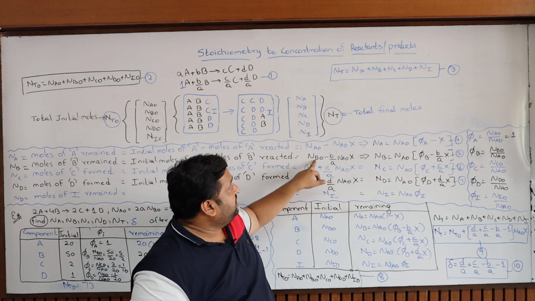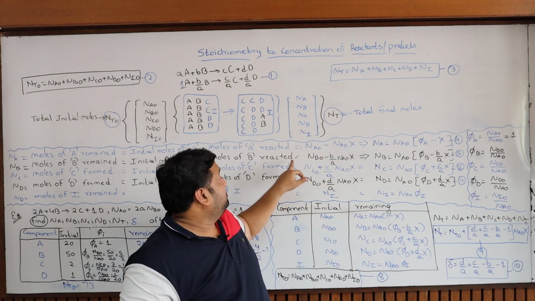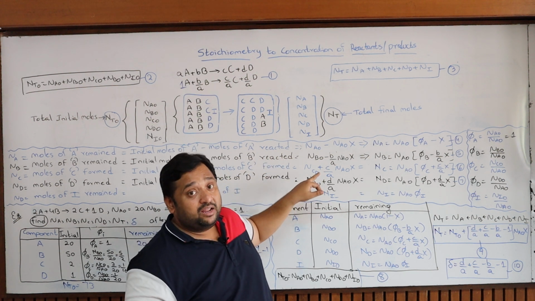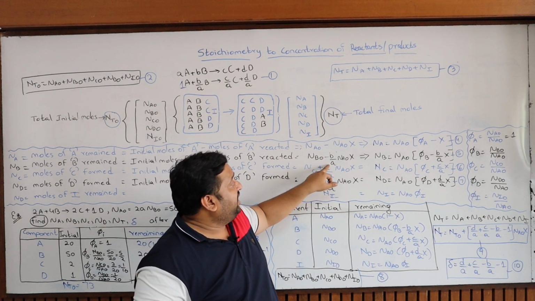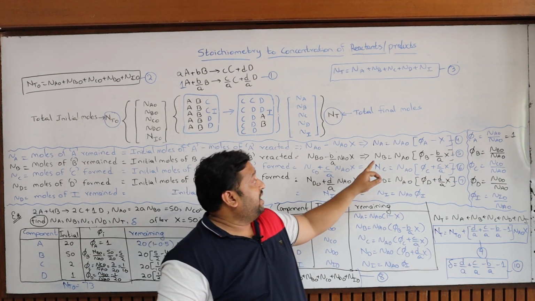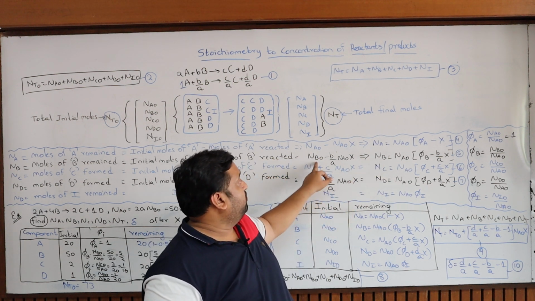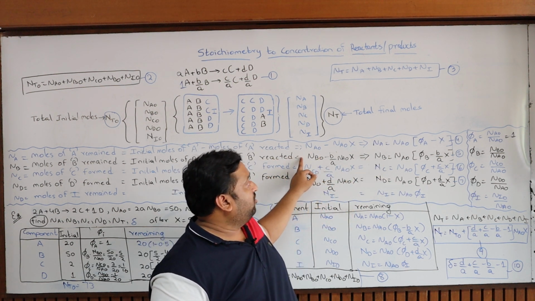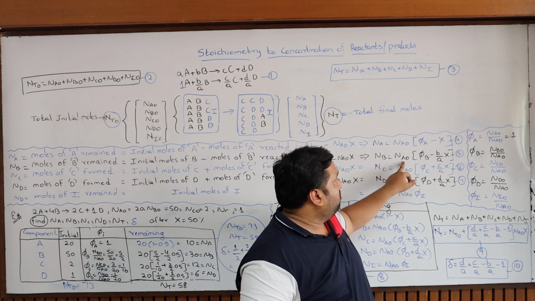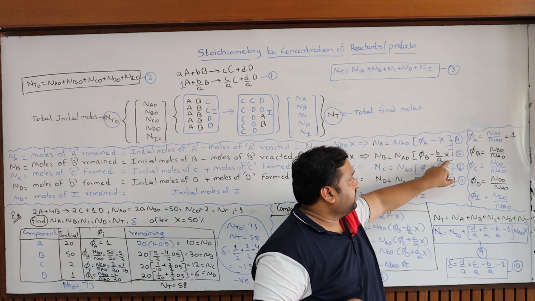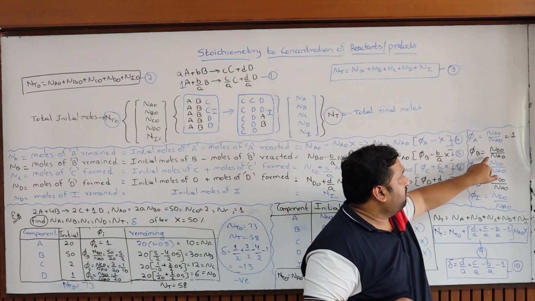That is why Nb is Nb0, the initial moles of B, minus moles of B reacted, which is B by A into Na0 into X. Therefore Nb is equal to, if you common out Na0 in both terms, Na0 into phi B minus B by A into X. Phi B is nothing but Nb0 by Na0.